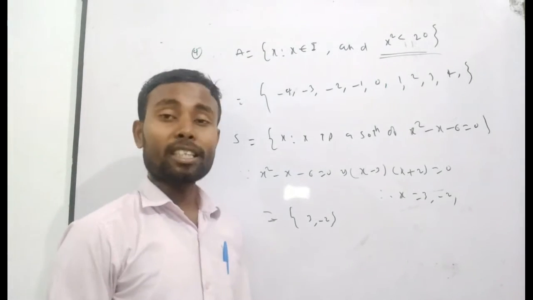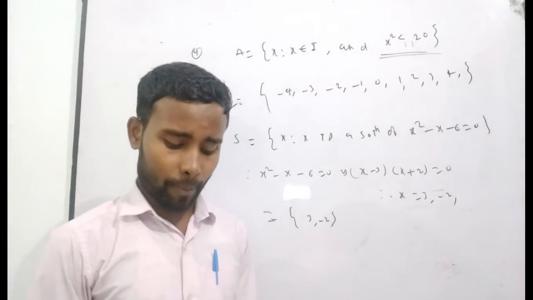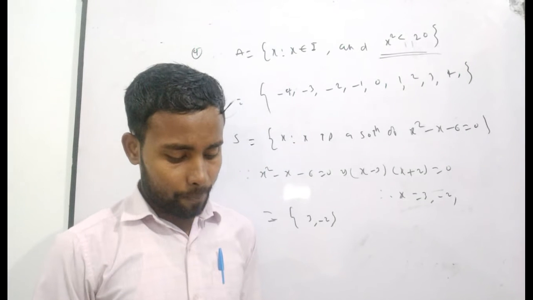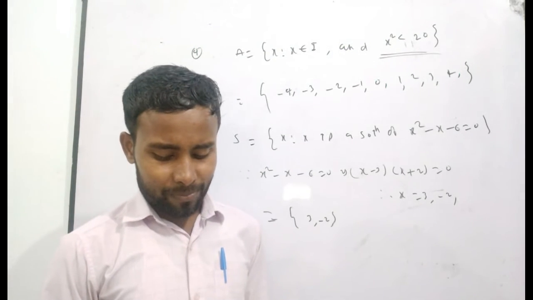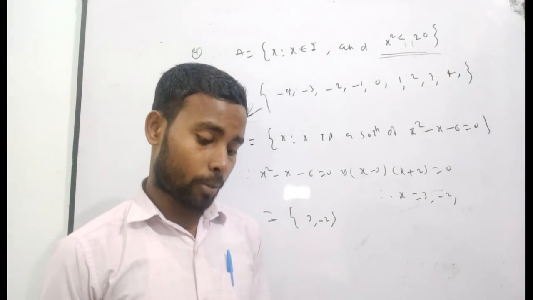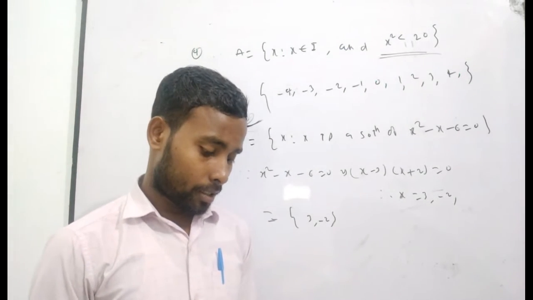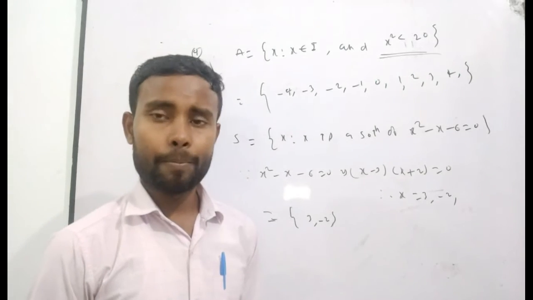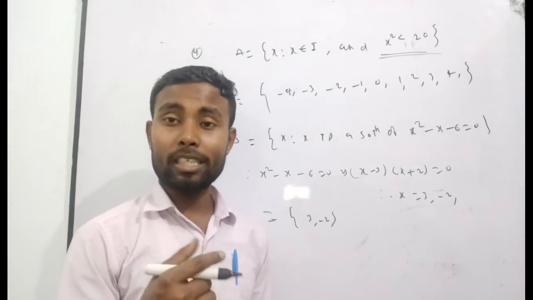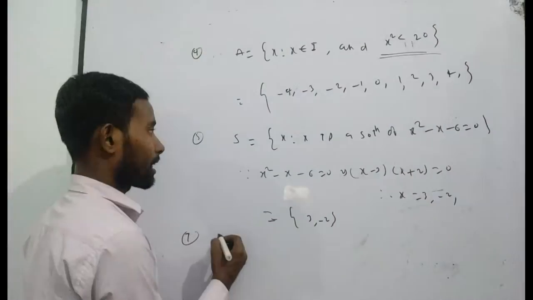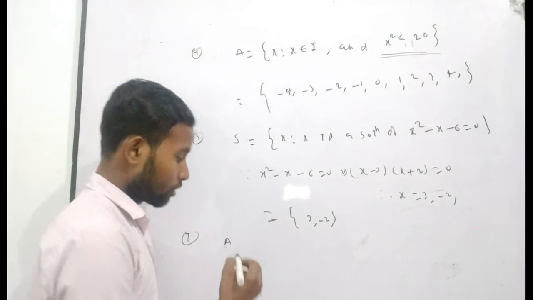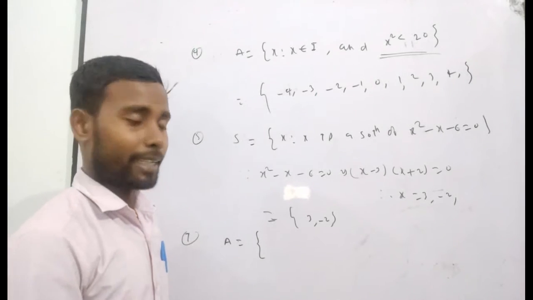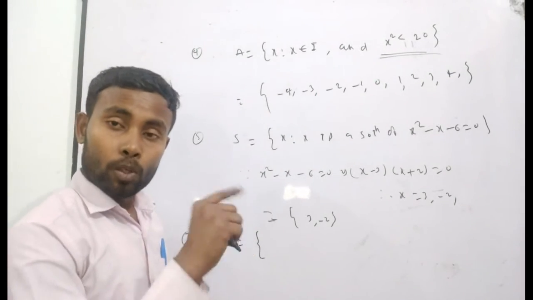x is a 2 digit number. It says x is a 2 digit number such that the sum of its digits is divisible by 9. That means you have to choose all those 2 digit numbers which are divisible by 9. This set is denoted by A. Definitely you will choose all those numbers which are multiples of 9 and are 2 digit.